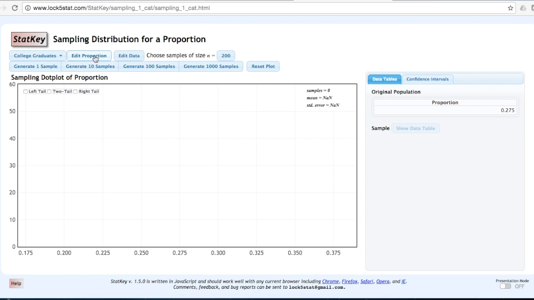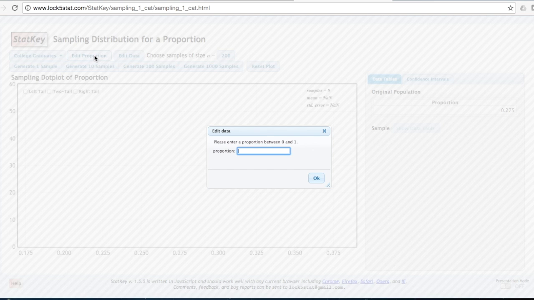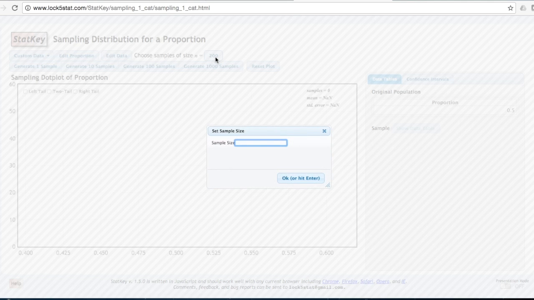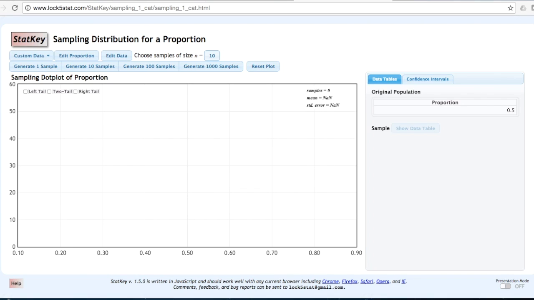For ease of calculation, I'm going to change the population proportion to 0.50. This will make it easier for us to calculate n times p and n times 1 minus p. We'll start with a small sample size. We use n equals 10. When n equals 10, n times p and n times 1 minus p both equal 5.